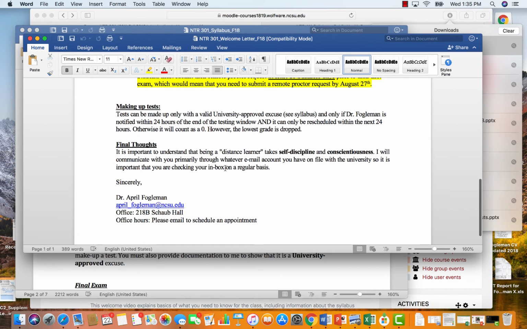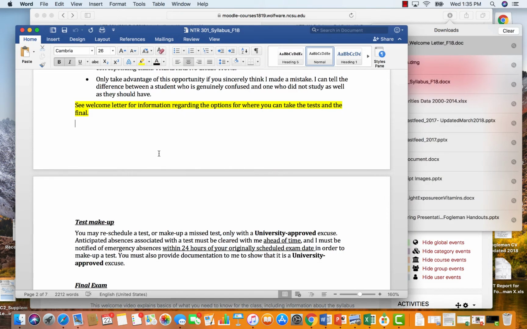Making up exams, they can be made up with a valid university-approved excuse, and only if I'm notified within 24 hours of the end of the testing window, and it can only be rescheduled within the next 24 hours. Otherwise, it can count as a 0, but the lowest grade is dropped. Okay, so that is the information about the test for you.